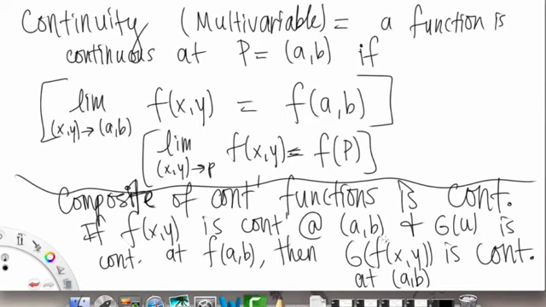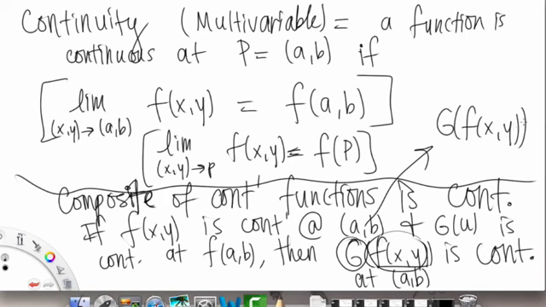So basically, if we have this inside function, if f(x,y) is continuous at (a,b), then the inside is continuous. And then, furthermore, if the outside function, our big G here, is continuous at f(a,b), then the entire thing, our g of f(x,y), is entirely continuous at that point. All right, so let's do an example.